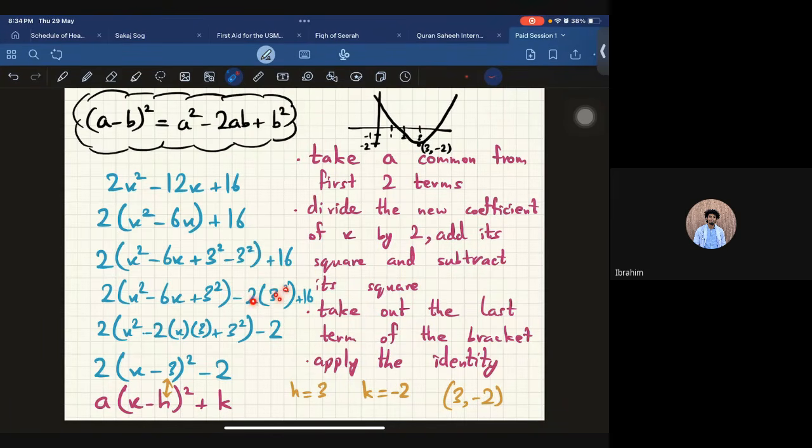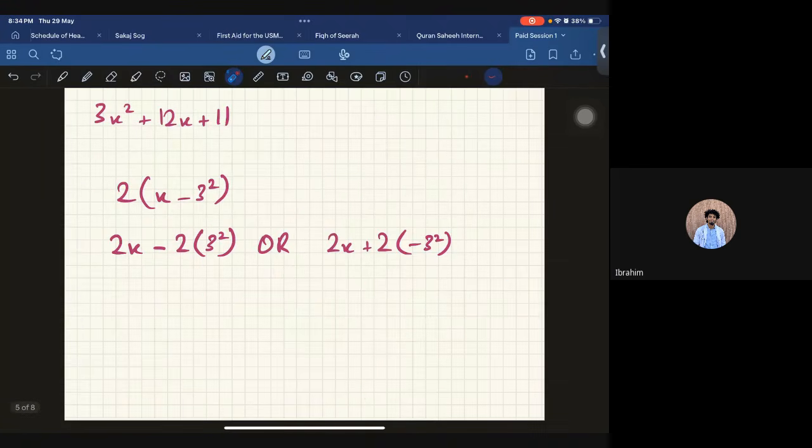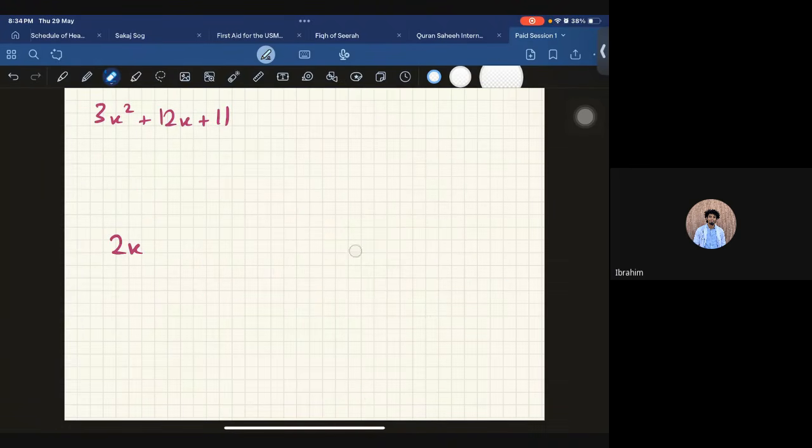9 times 2 is 18. Minus 18 will be there. And then this is plus 16. So minus 18 plus 16 will be -2. Sure. Now for this question.